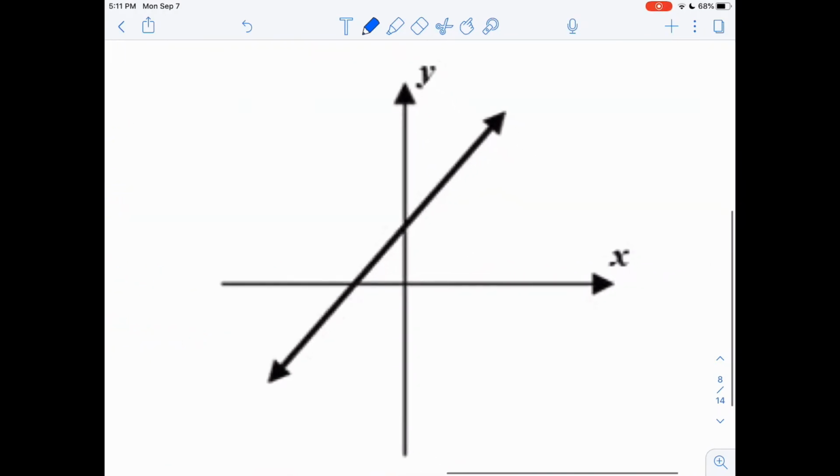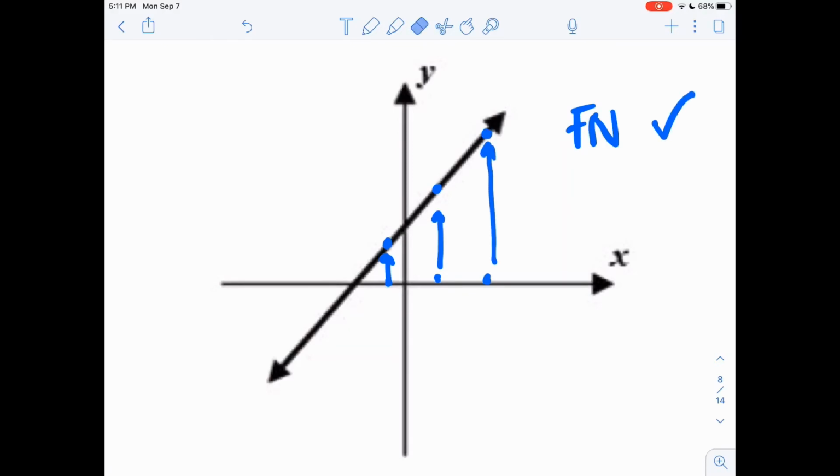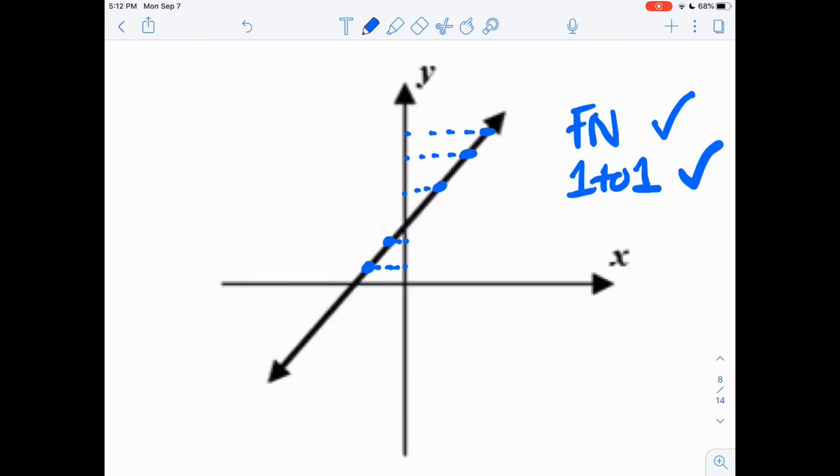Let's take a look at the second one. First, let's check if it's a function. Each x only has one y. It is a function. Now let's see if it's 1 to 1. This x value shows up once. This x value once. This function is 1 to 1 because no y's repeat.